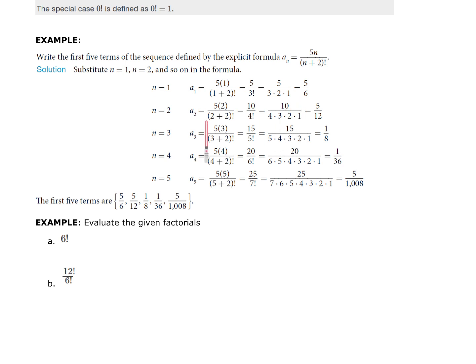What about a sub 2? Well, then I have 4 factorial in the denominator, 4, 3, 2, 1, then 5 factorial, then 6 factorial, and then 7 factorial, and you can see how that goes. So if I'm just asked to evaluate factorials, that's all I'm asked to do. So if I'm asked to evaluate 6 factorial, this is 6 multiplied by 5, multiplied by 4, multiplied by 3, multiplied by 2, multiplied by 1.